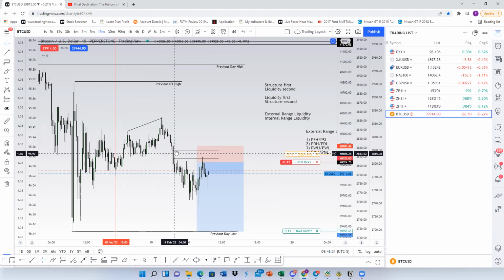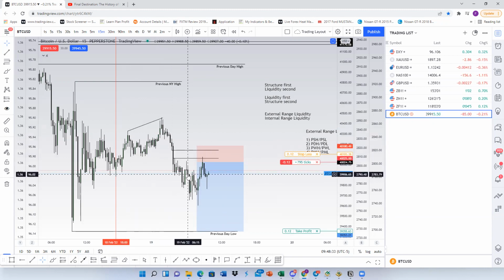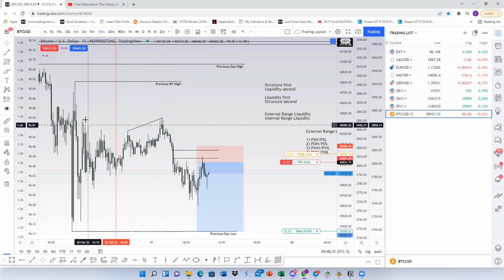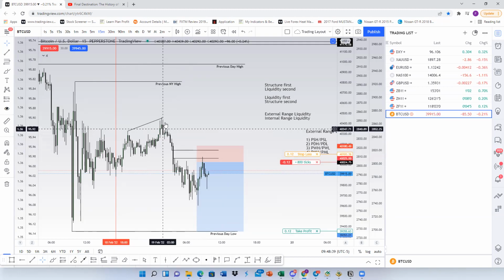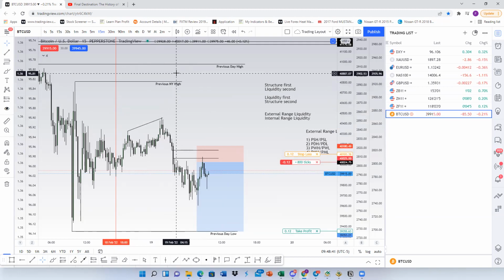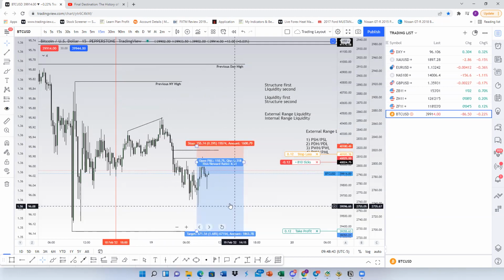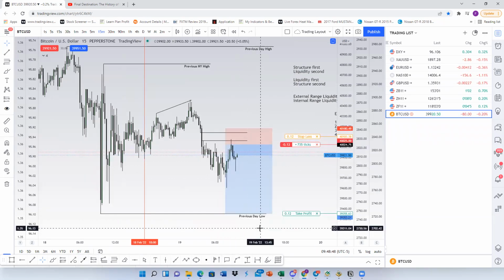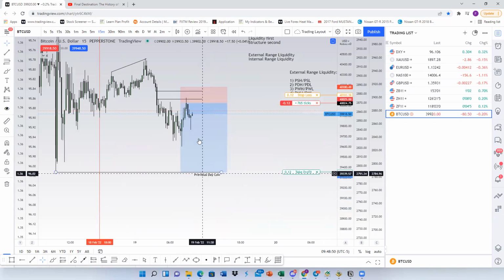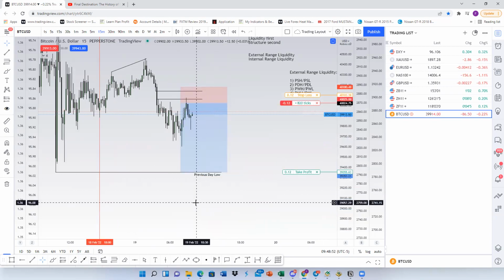We want to see nice, healthy moves like that, especially after taking out this low. Here we want to see displacement all the way up there and then sell off. So the fact that we could be selling off now means that when we take out this low, that's going to be a buy.